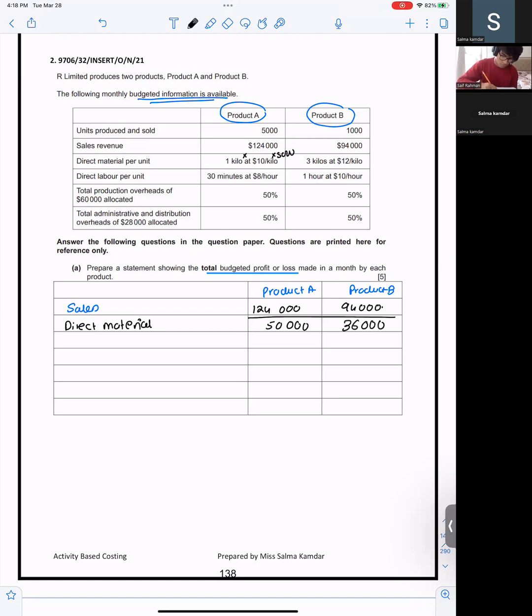Then direct labor. 0.5 into 8 into 5,000. You get 20,000. And then 1 into 10 into 1,000. You get 10,000.